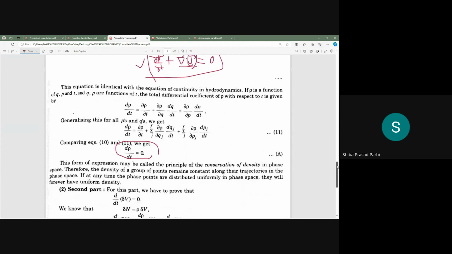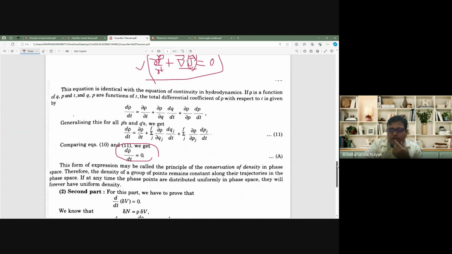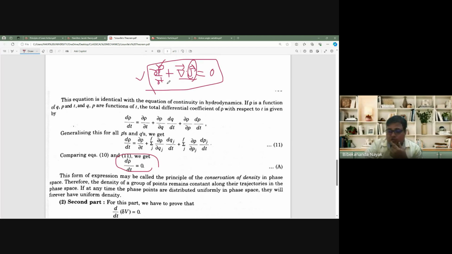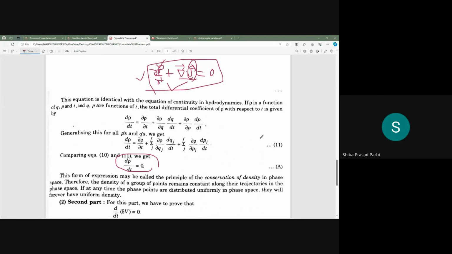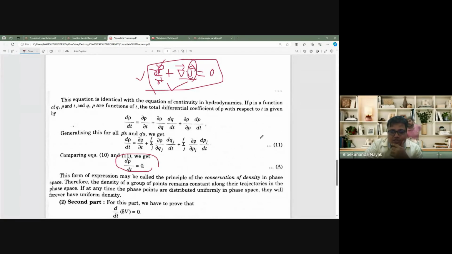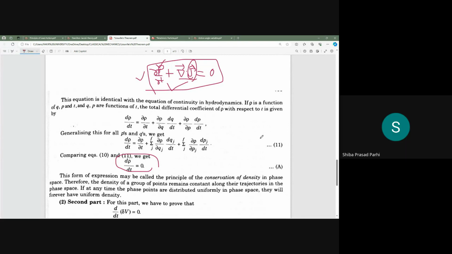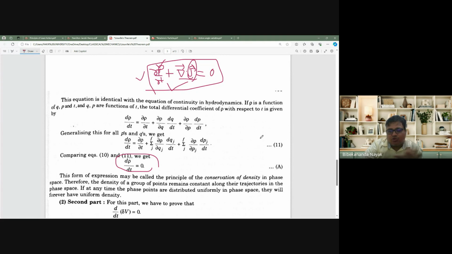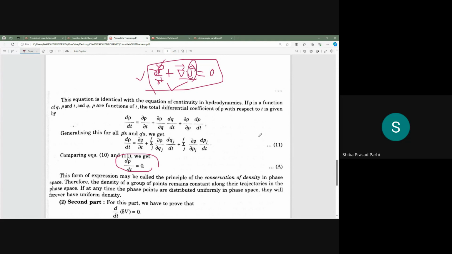In quantum mechanics also you see this continuity equation. Here the density is meant for phase space. Here it is the density of phase points, the number of phase points per unit volume. We are considering only phase space. We are not considering any flow of fluid.